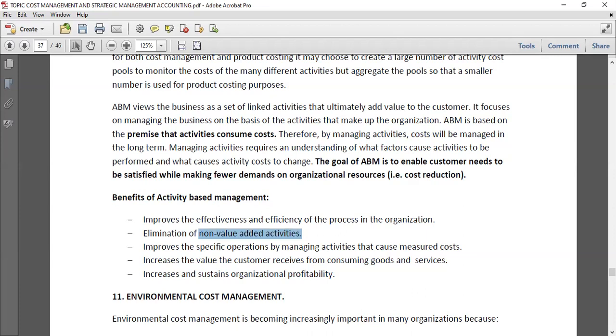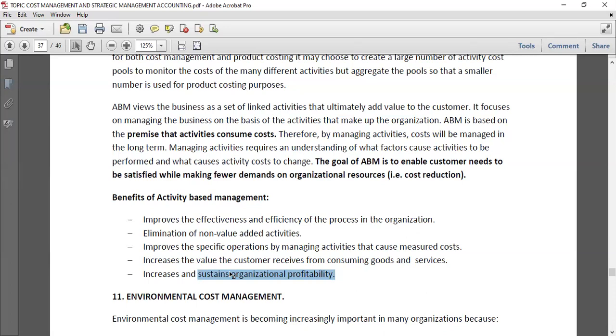The other is you're improving specific operations by managing activities that cause the measured costs. You're not just allowing things to drive you by the wind, but you're managing activities to make sure that if an activity is not needed, it should actually be eliminated. And at the end of the day, that will help you improve customer satisfaction, mainly the product that you give to your customers, and increase your profitability, because remember, with ABC, we price our products rightly, and it means that we're able to attain the desired profitability.